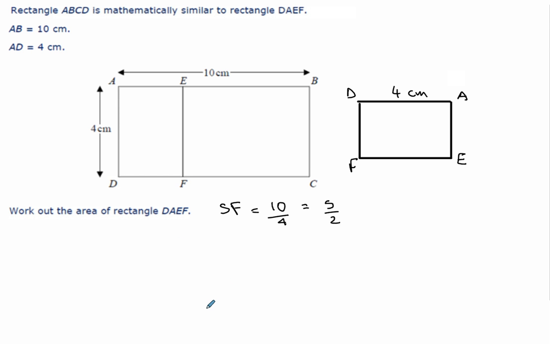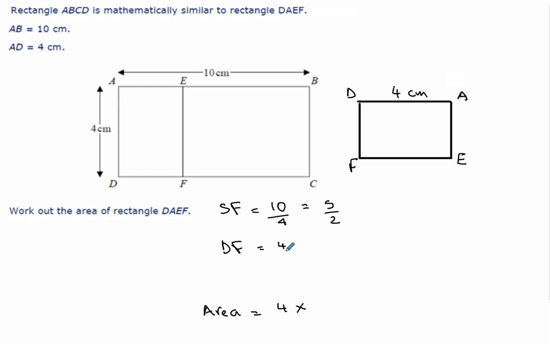So again, can you see? I just go prepare. We want to find the area of that rectangle. So we know it's going to be 4 times. And then we just have to calculate DF. Yeah? So again, you can tell that's the length of the bigger one. So we're going 4 divided by 5/2.